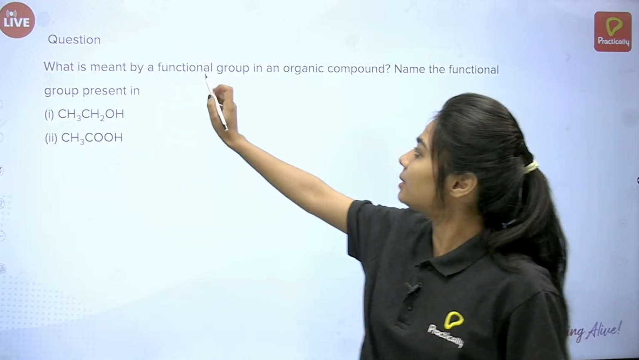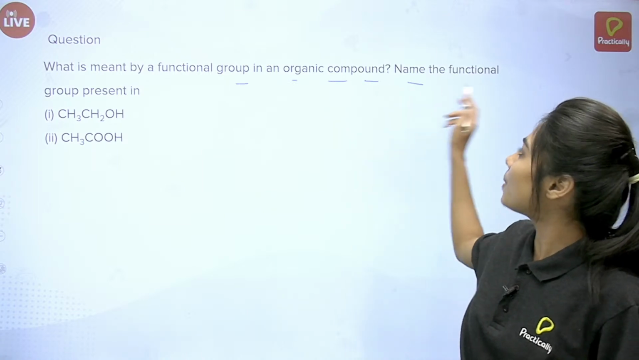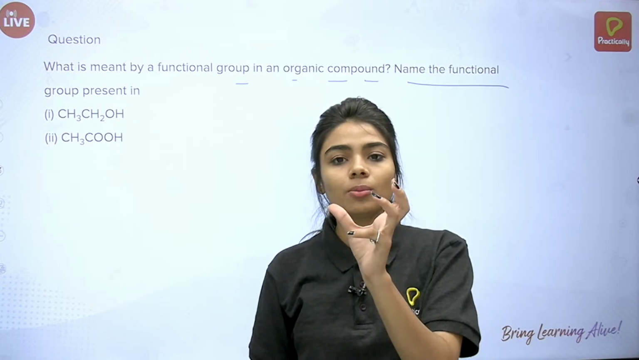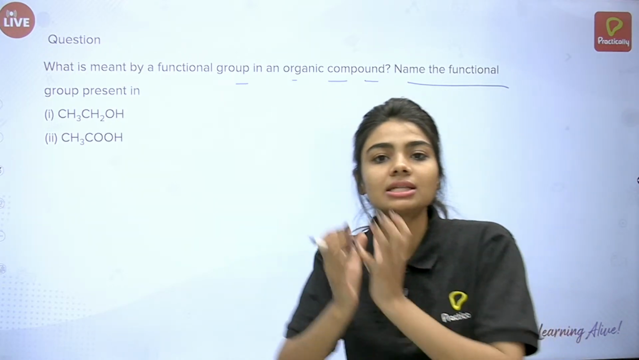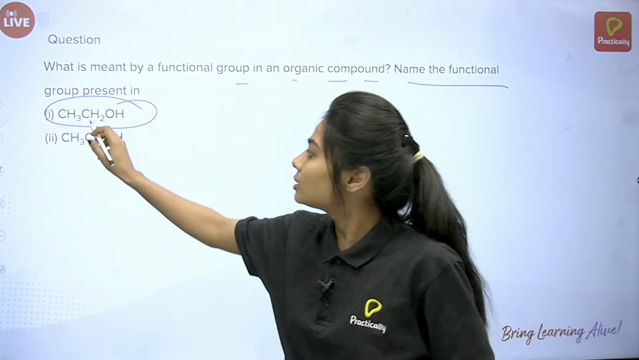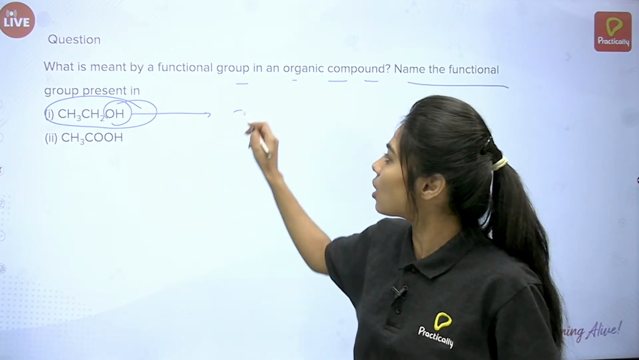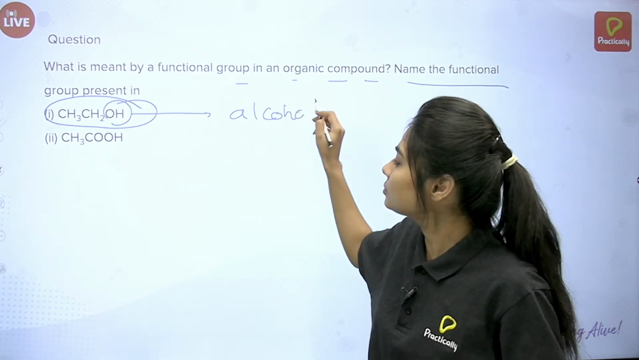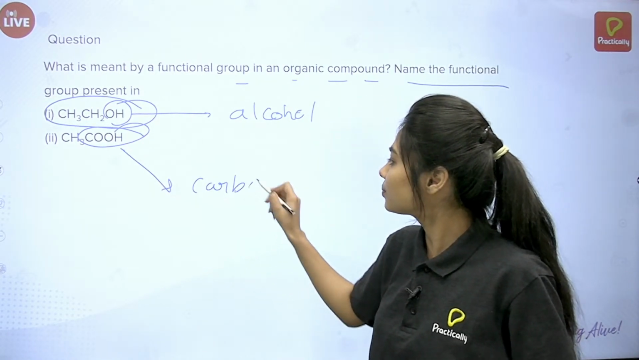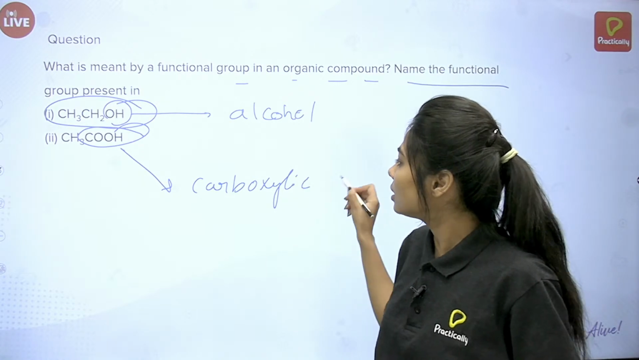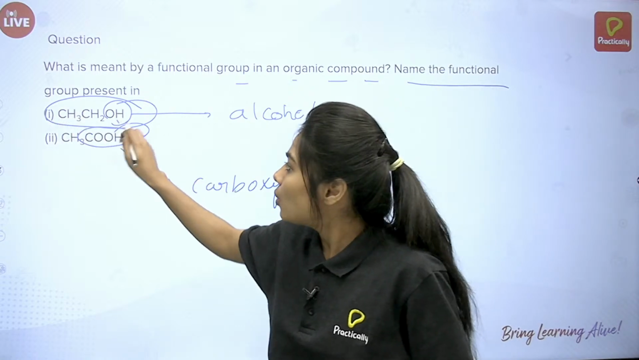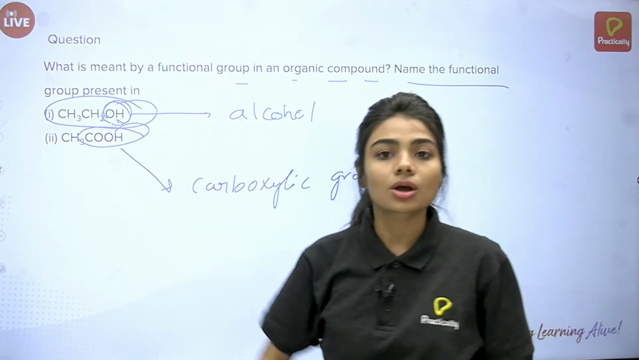Next, what is meant by functional group in an organic compound? Name the functional group present in it. Do you know what is functional group? Functional group is a group of atoms which is having the same chemical property. So here, the functional group is OH. What is this called? Alcoholic group. This is what? This is carboxylic group. So here OH is your alcohol. This is carboxylic.